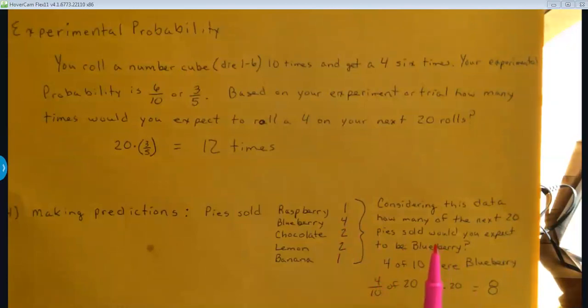How many would you expect out of your next 20 pies that would be blueberry? You just do 20 times 4/10. 4 times 20 is 80, divided by 10 would give you 8. You'd expect to sell 8 blueberry pies then out of the next 20 that you did sell. Okay.